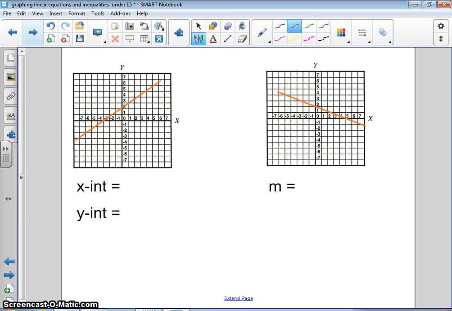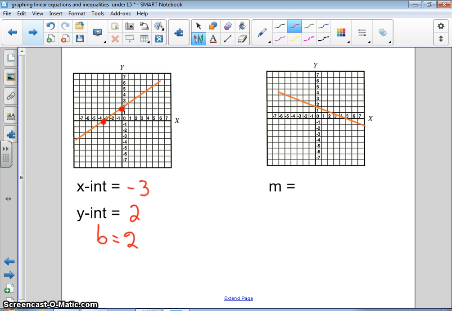The x-intercept is the point at which the line crosses the x-axis. In this case, it's right there, so we're going to say this has an x-intercept of -3. It crosses the y-axis right up here at the 2, so we'll say that it has a y-intercept of 2. I do want you to know that there is a special symbol that stands for y-intercept, and that is b. So for this one, we would say that b is equal to 2.